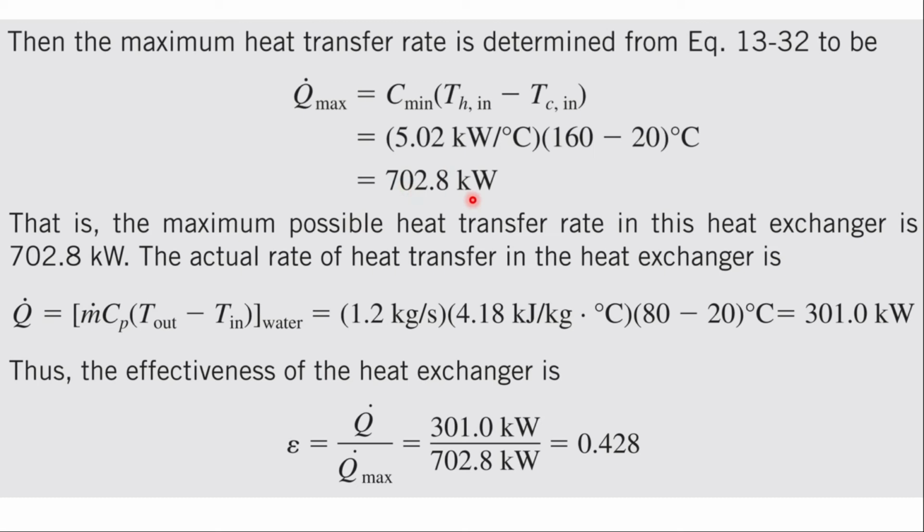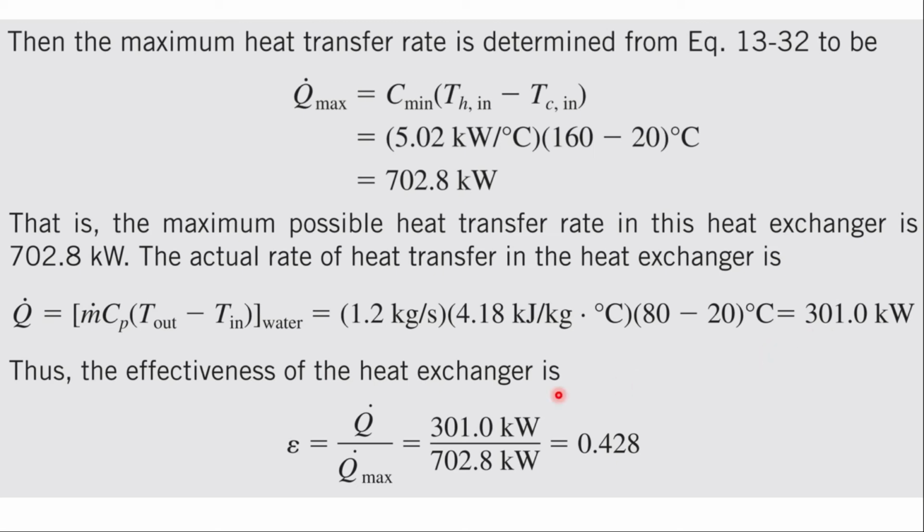Now we are going to determine the value of Q dot, which is the actual heat transfer rate. Let me just read once again that the effectiveness is represented by epsilon. It is the ratio of the actual heat transfer rate divided by the maximum possible heat transfer rate. We have just determined the maximum possible heat transfer rate, which is Q max, 702.8 kilowatt. Now we have to determine the actual heat transfer rate in the heat exchanger. That is the same formula used in the previous slide. After putting all the values, we have just determined the actual heat transfer rate between the two fluids, that is 301.0 kilowatt, right?